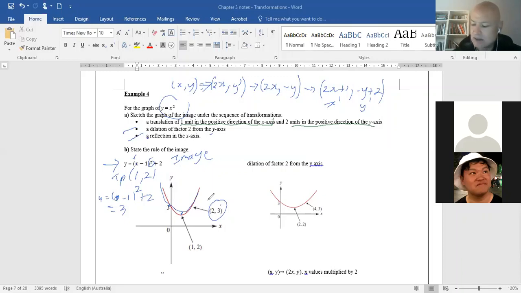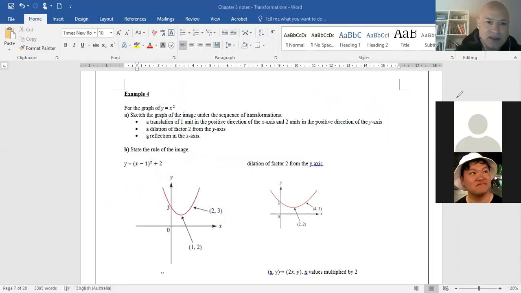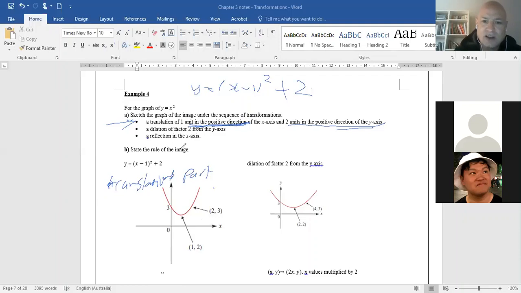Oh, no, I didn't do that. I apologize, I did something different here. I did part A first. I subtracted the 1 unit in the positive direction, so I've got my y equals (x minus 1) squared, and I put the plus 2 for the positive direction of the y-axis. So I added 2, and that's the sketch for part A, the translations part. That's only the translations part.